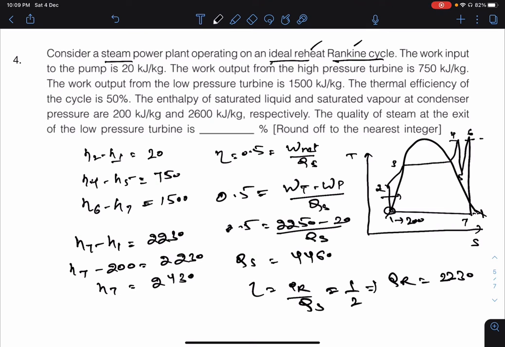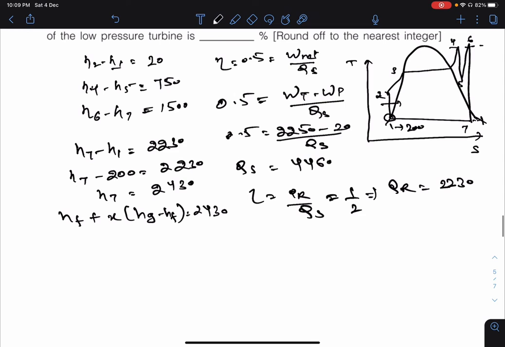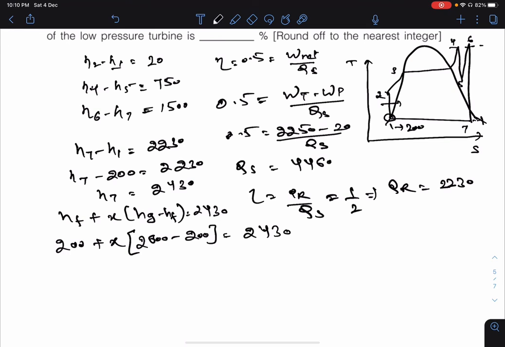So H7 I can write also as Hf plus X into Hg minus Hf is equal to 2430. So Hf we have been given as 200 plus X into 2600 minus 200 is equal to 2430. So X will come out as 93%.